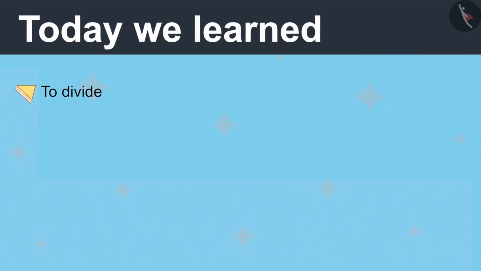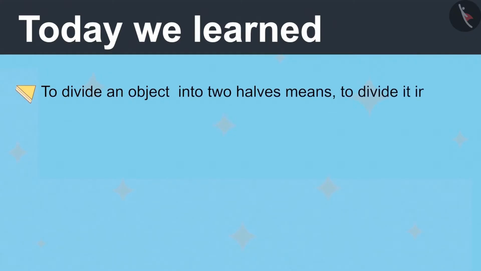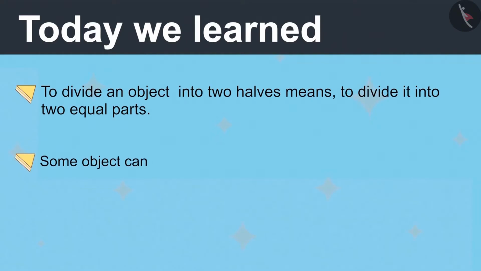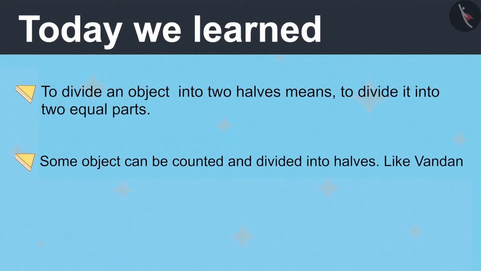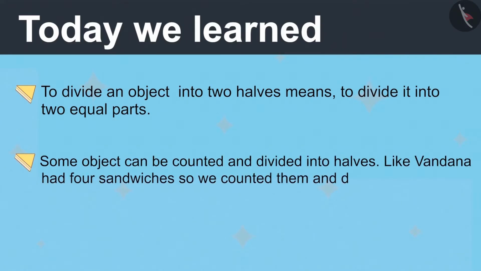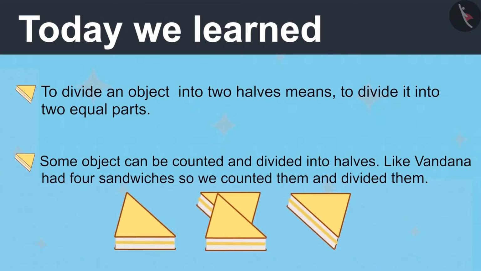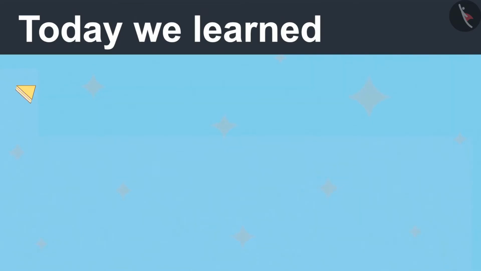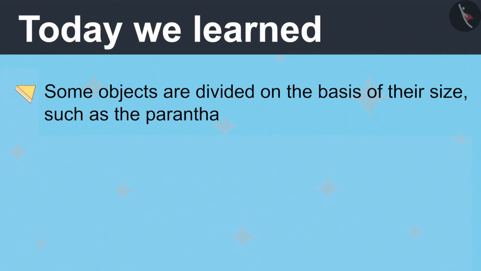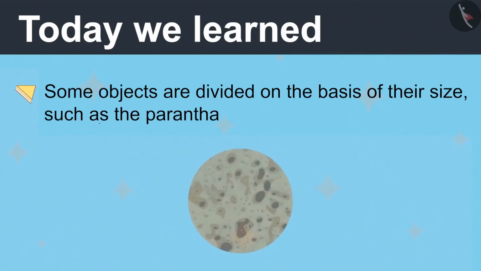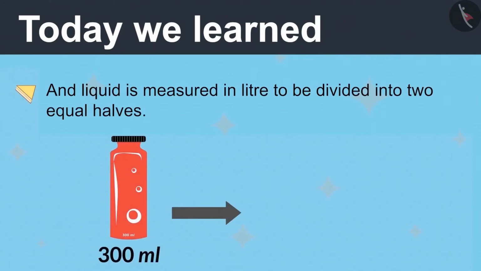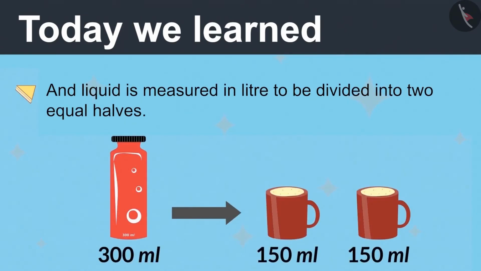Today we learned that to divide an object into two halves means to divide it into two equal parts. Some objects can be counted and divided into halves. Like Vandana had 4 sandwiches, so we counted them and divided them. Some objects are divided on the basis of their size, such as the paratha. And liquid is measured in liter or milliliter to be divided into two equal halves.